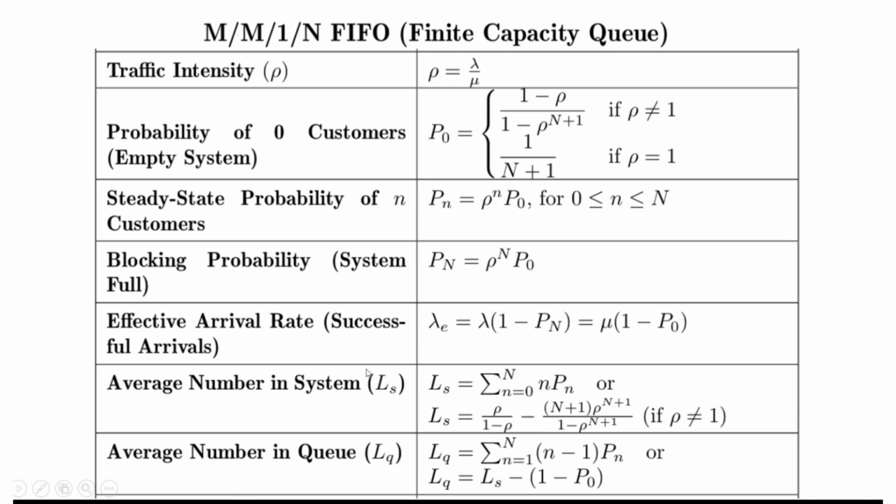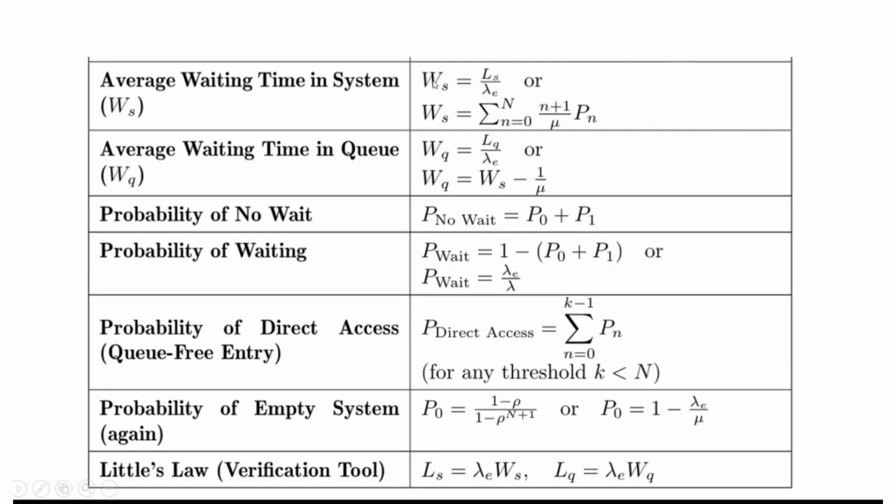We have average number in the queue, Lq is the notation. We have the formula. It means the average number of customers waiting in the queue. So here one can observe that excluding the one being served is the most important point. Average waiting time in the system, Ws, is the formula. It means the average time a customer spends in the system, that means waiting time plus service time.